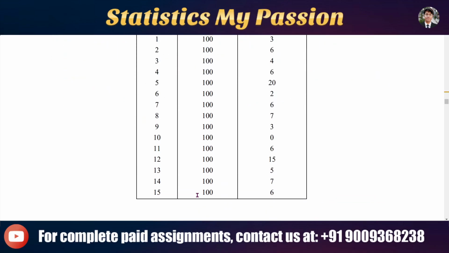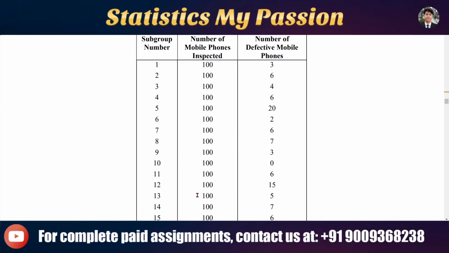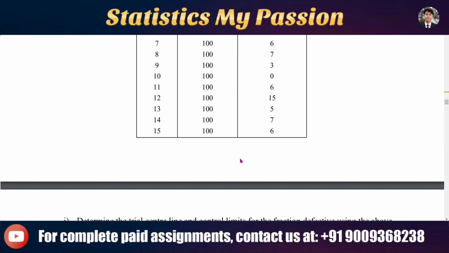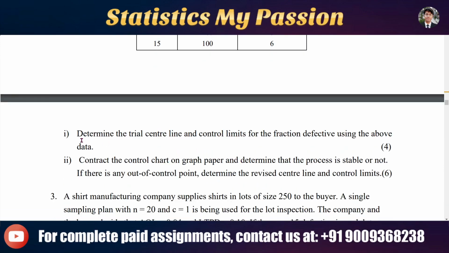Subgroup numbers are here from 1 to 15, the number of mobile phones inspected is here, and the number of defective mobile phones is here. So from this question, the first part is to determine the trial center line and the control limits for the fraction defective using the above data, and the second is to construct the control chart on graph paper and determine whether the process is stable or not. If there is any out of control point, determine the revised central line and the control limits.